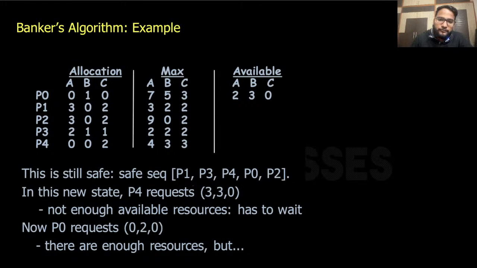Now, suppose in this state, P4 requests something which is 330. If P4 is out of the order, then I have to check, right? Then I have to check.